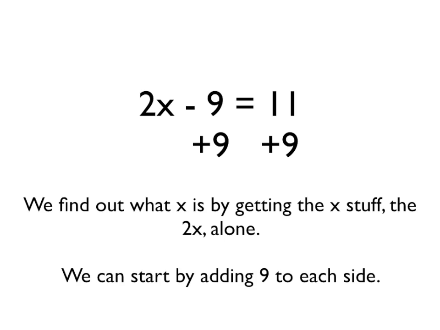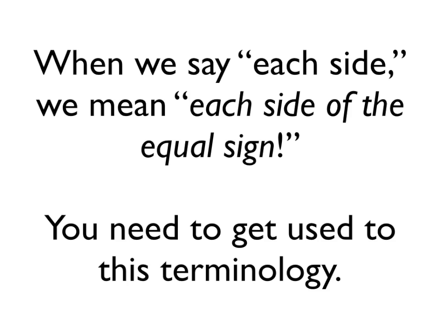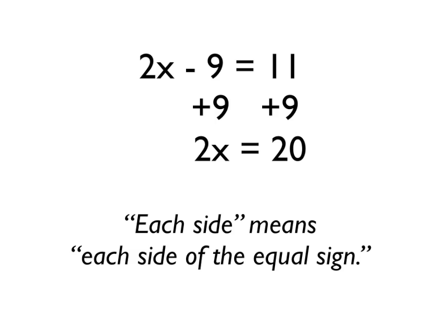So we've got 2x minus 9 equals 11. Okay, what we're going to do is start by adding 9 to each side to solve this formally. Now we've got to say, okay, each side, for some reason, some people don't seem to get this. But each side means each side of the equal sign. You need to get used to that terminology because it's going to be used a lot. Each side of the equal sign, that's what we mean by each side. So here, we added 9 to each side. In other words, each side of the equal sign.